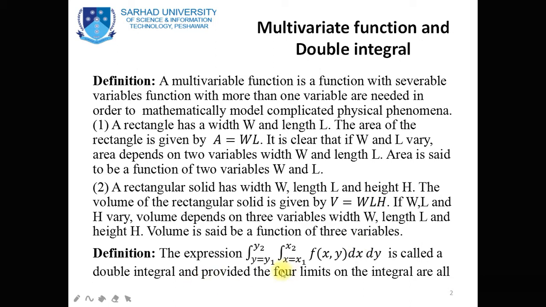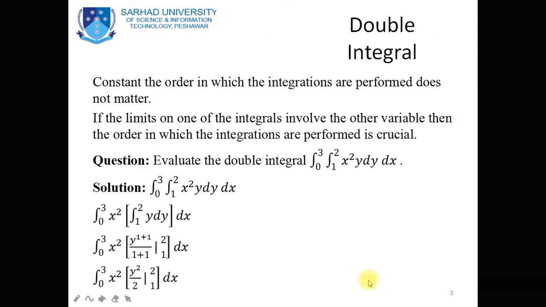Now to express a double integral, you see over here in this expression, integration from y equals y1 up to y2 and integration from x equals x1 up to x2. This is a function of x and y, so integration with respect to x and integration with respect to y. This is called a double integral, and provided the four limits of the integral are all constant, the order in which the integrations are performed does not matter.